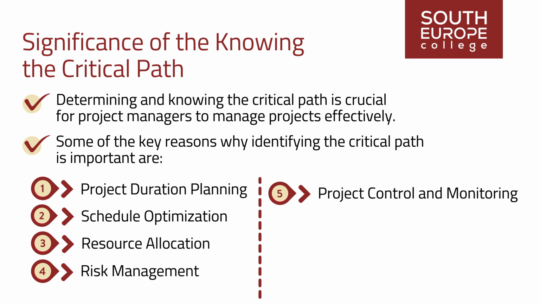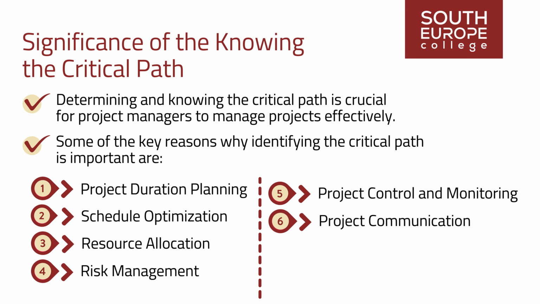5. Project control and monitoring. The critical path serves as a baseline for project control and monitoring. Project managers can track the progress of essential activities of the path, compare actual performance against the planned schedule, and take corrective actions if deviations occur. This proactive approach enhances overall project control.